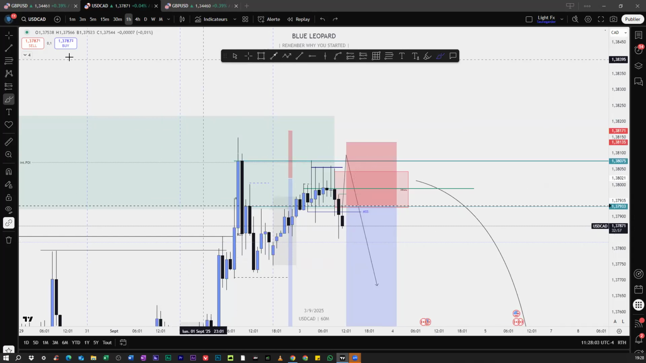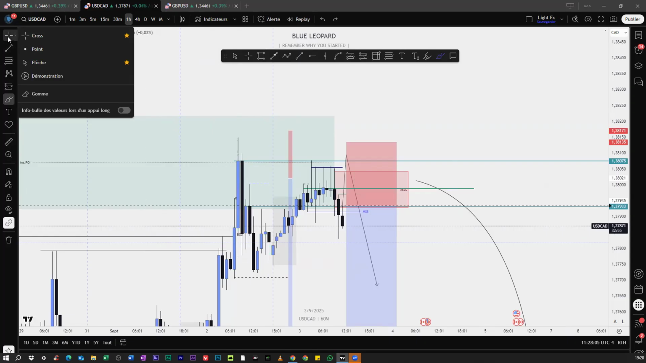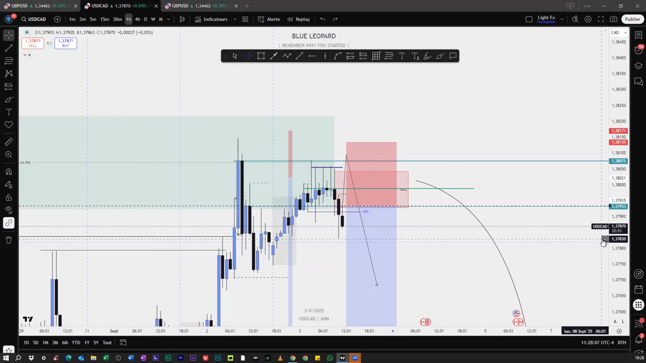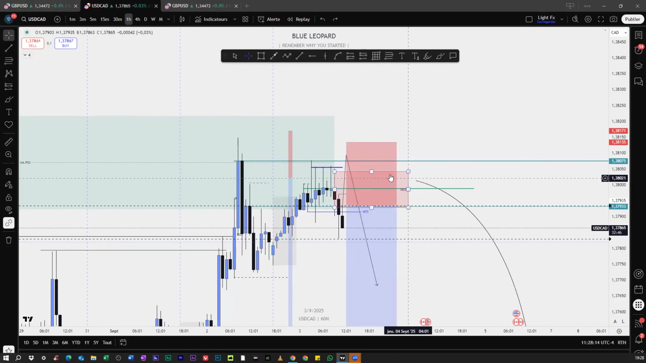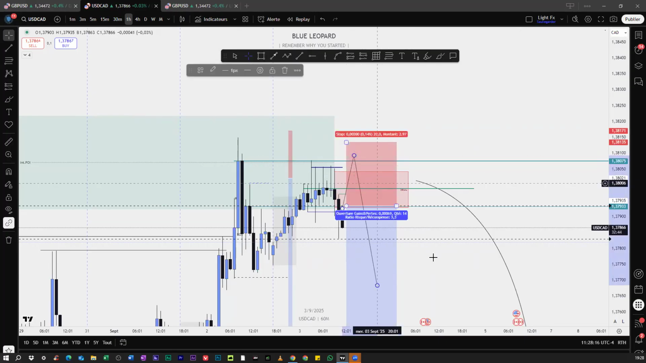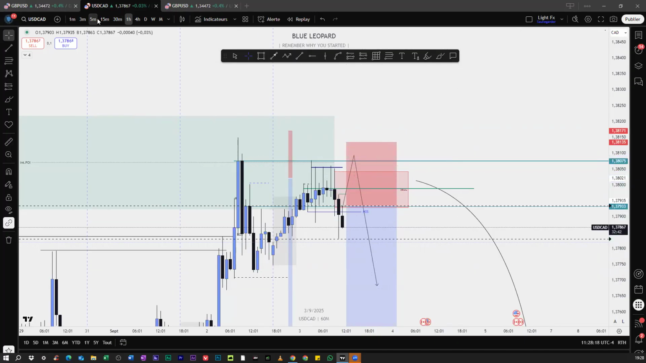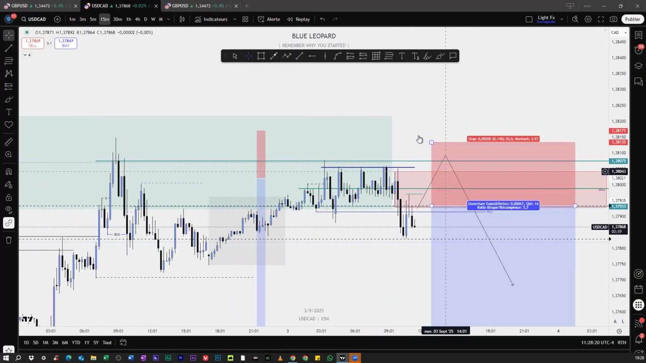But I will care less because I know the retracement will happen. We just need patience. You don't need to enter. There's no rush. Let's see.